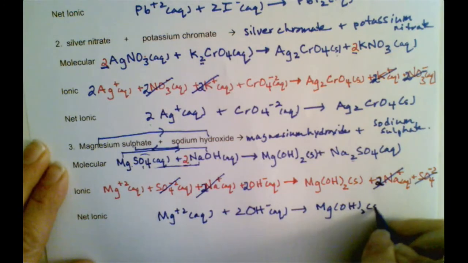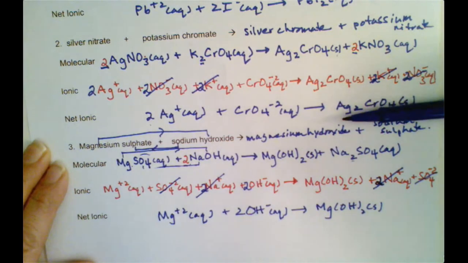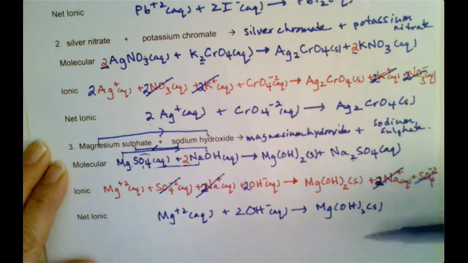So this is a little bit more advanced than what you did in grade 10 in terms of just recognizing double displacement reactions. What you now need to be able to do is write a word equation for a double displacement reaction, a molecular, an ionic, and a net ionic. And these are for double displacement reactions that create precipitates.